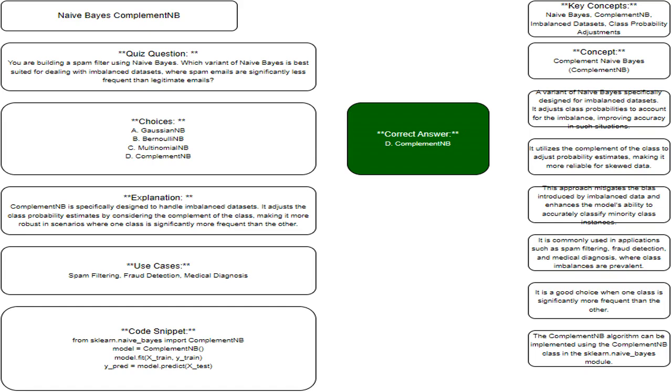Bernoulli NB is suitable for binary features, 0 or 1, and doesn't address the issue of imbalanced datasets. Multinomial NB works with discrete features and is not specifically optimized for imbalanced data.